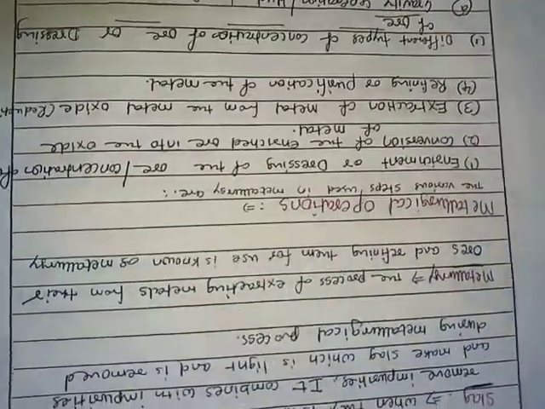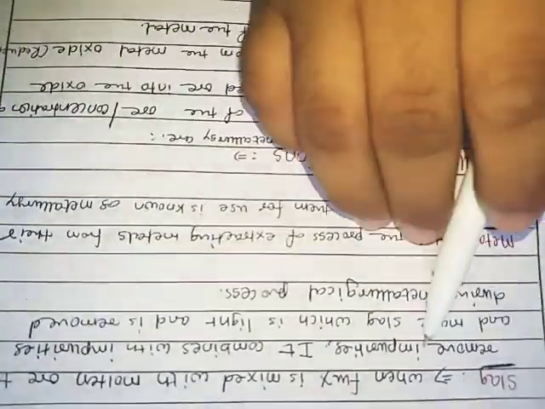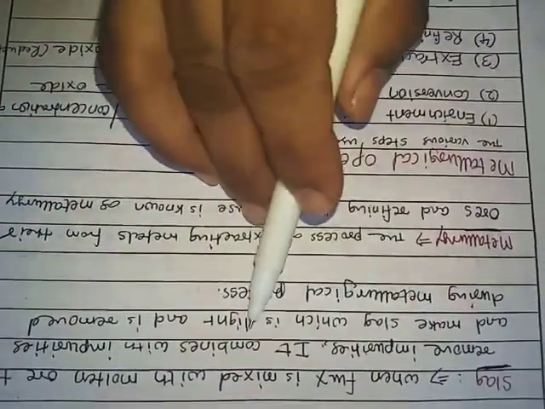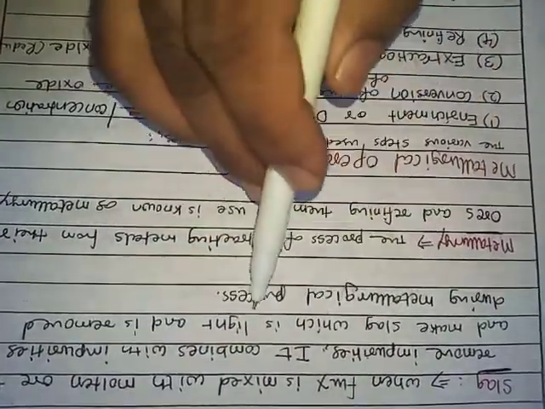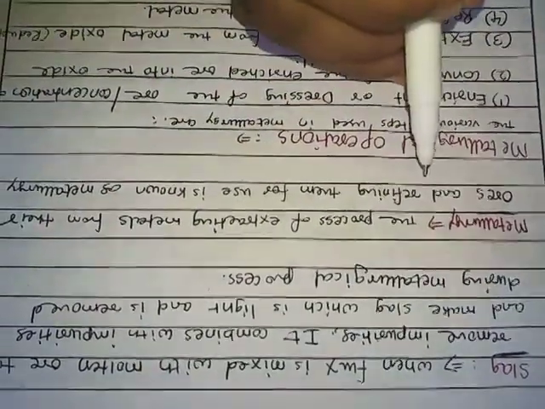Next we will discuss what slag is. Slag forms when flux is mixed with the molten ore to remove impurities. It combines with impurities and makes slag, which is light and is removed during the metallurgical process. Now we have seen what slag is.